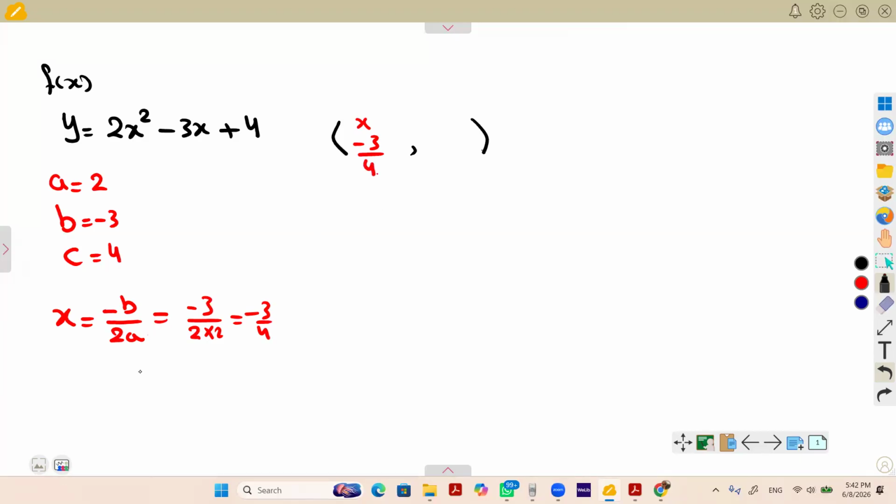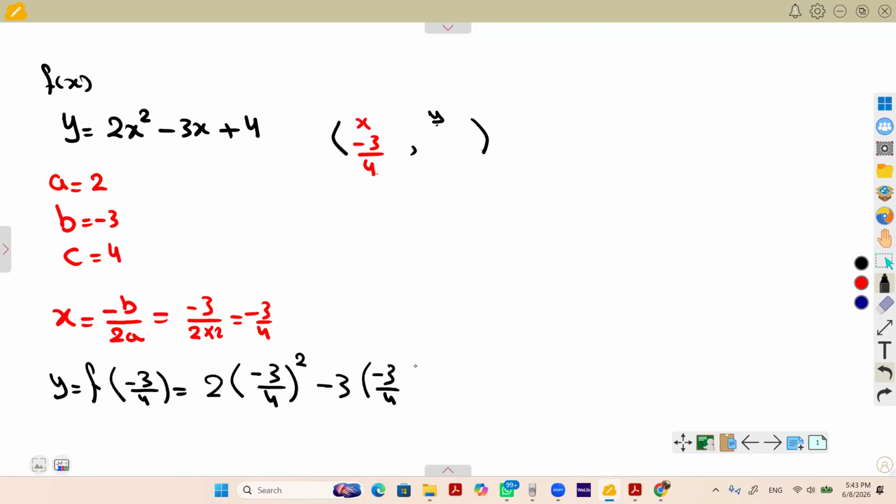What about y? How can we get y? It would be the function of negative b over 2a. Good. The function of negative b over 2a means the function of negative 3 over 4. This means you have to substitute x by negative 3 over 4 to get y. So it will be 2 times negative 3 over 4 to the power 2, minus 3 times negative 3 over 4, plus 4. Can you do it? Okay, calculate it.